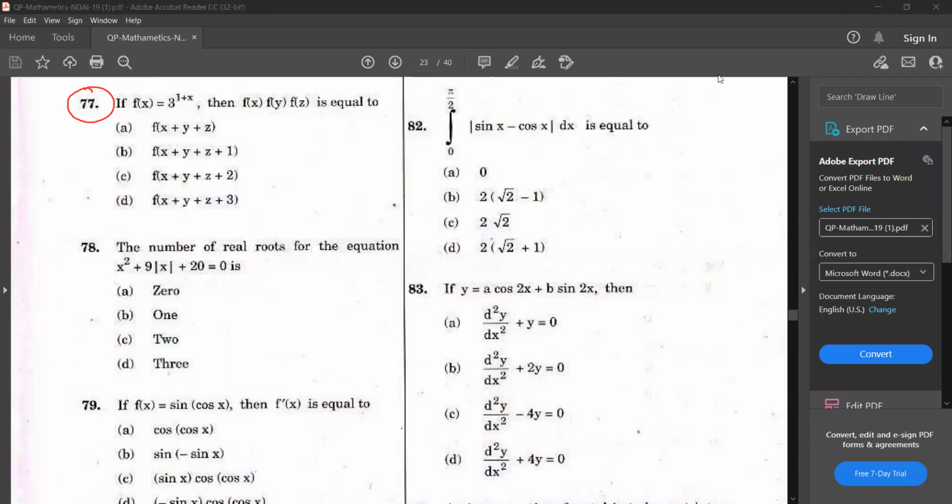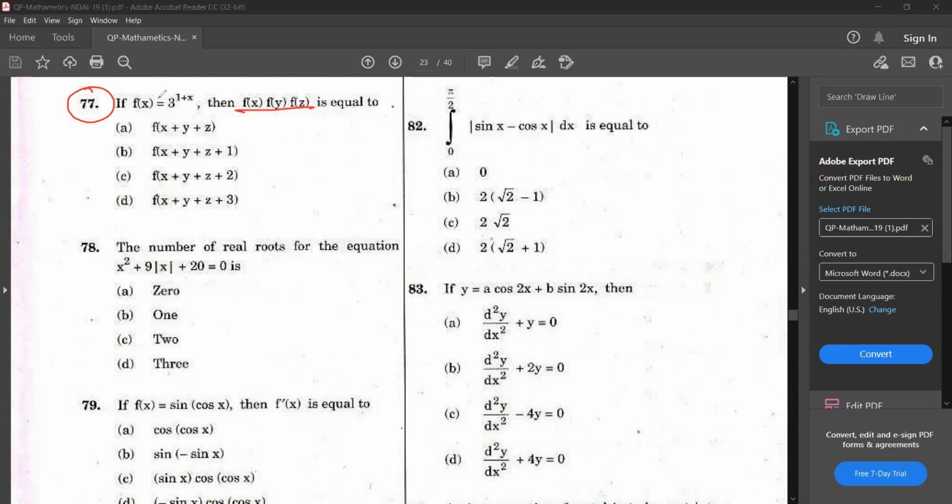We will see some previous year NBA Max questions. So first of all, see question number 77. If f of x is equal to 3 raised to 1 plus x, then f of x into f of y into f of z is equal to what? So you have to find f of x into f of y into f of z.